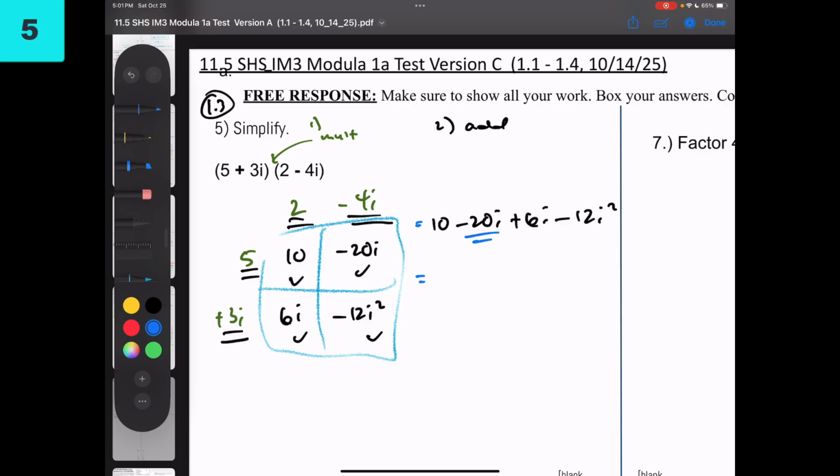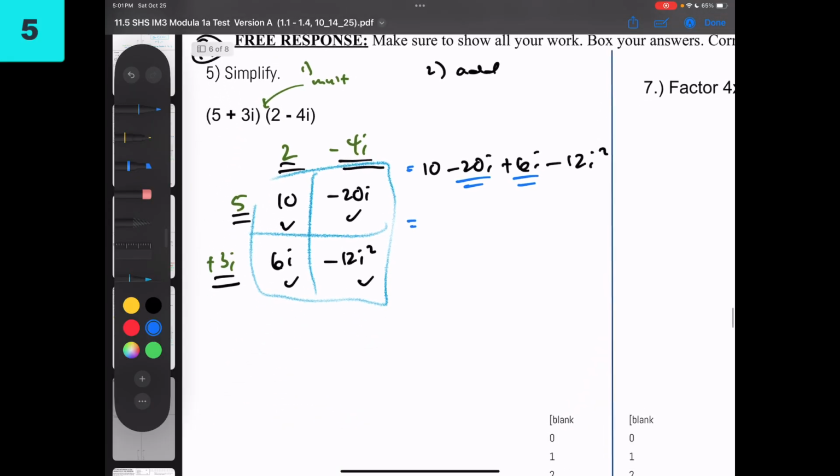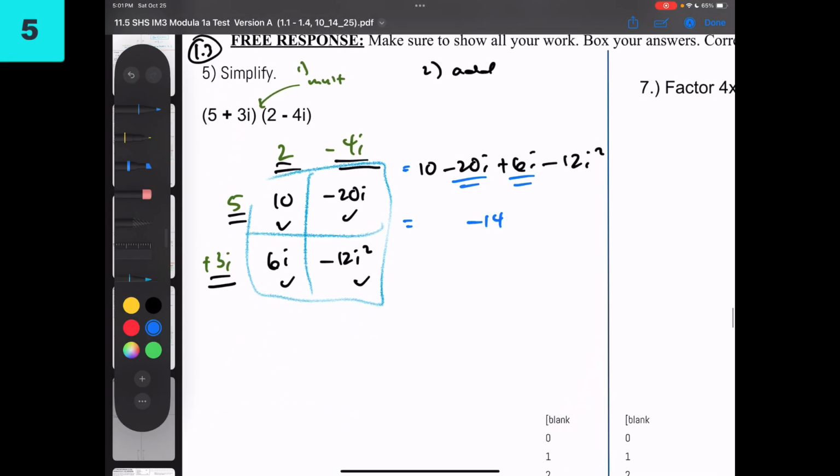Okay, so we have like terms here. So you just look at the numbers in front, like negative 20x plus 6x. Those will become negative 14x, or negative 14i. Okay, this one's a little bit tricky because remember, i squared equals -1. So I have negative 12 times -1, which would give me positive 12. And then you add these two, you'll get 22 minus 14i.